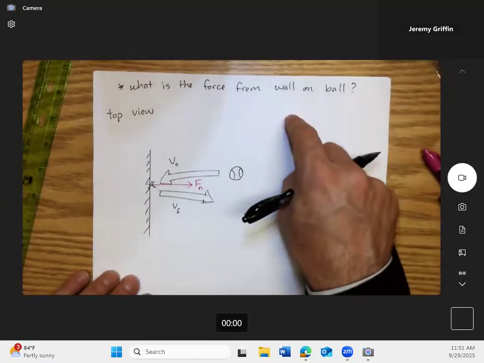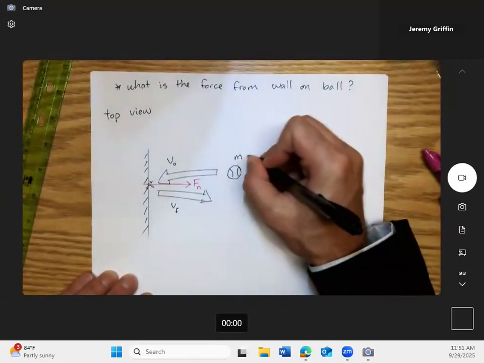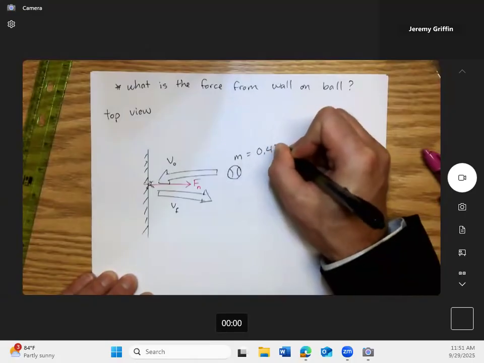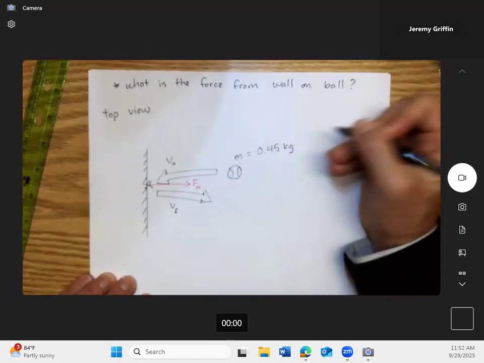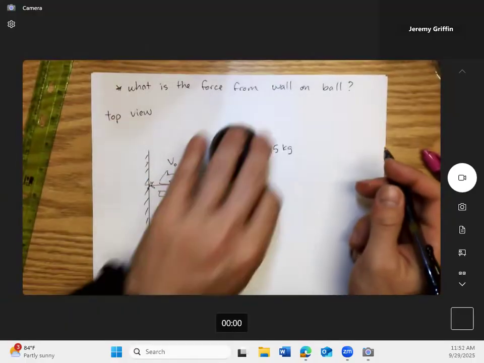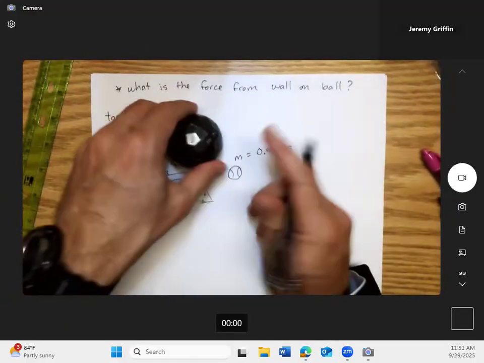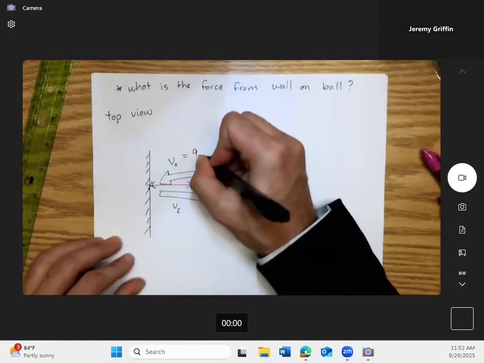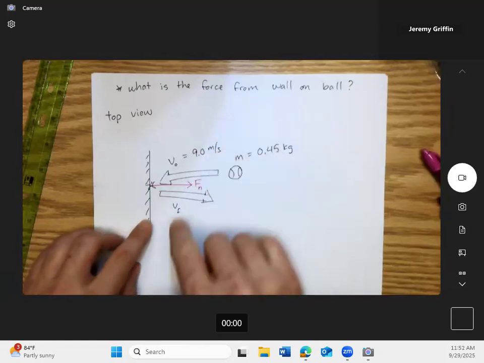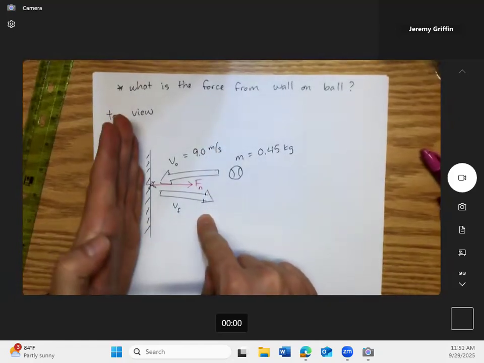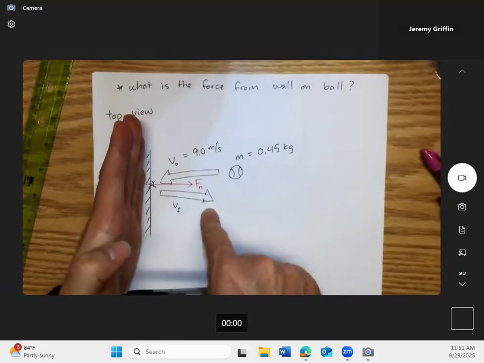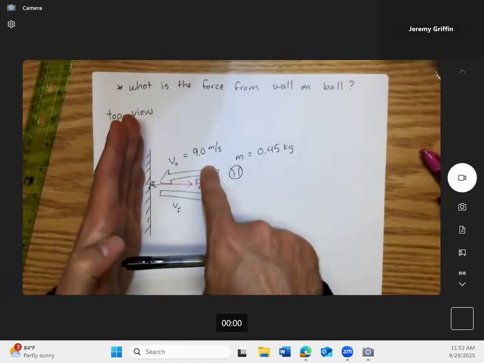Now to solve this though, you need some numbers. So let's make this a baseball. Let's call it 0.45 kilograms. How fast do I throw this ball? Let's go 9.0 meters per second. If the ball is stationary, what's the fastest it could possibly rebound away from the wall? Yeah, it could be 9, right?